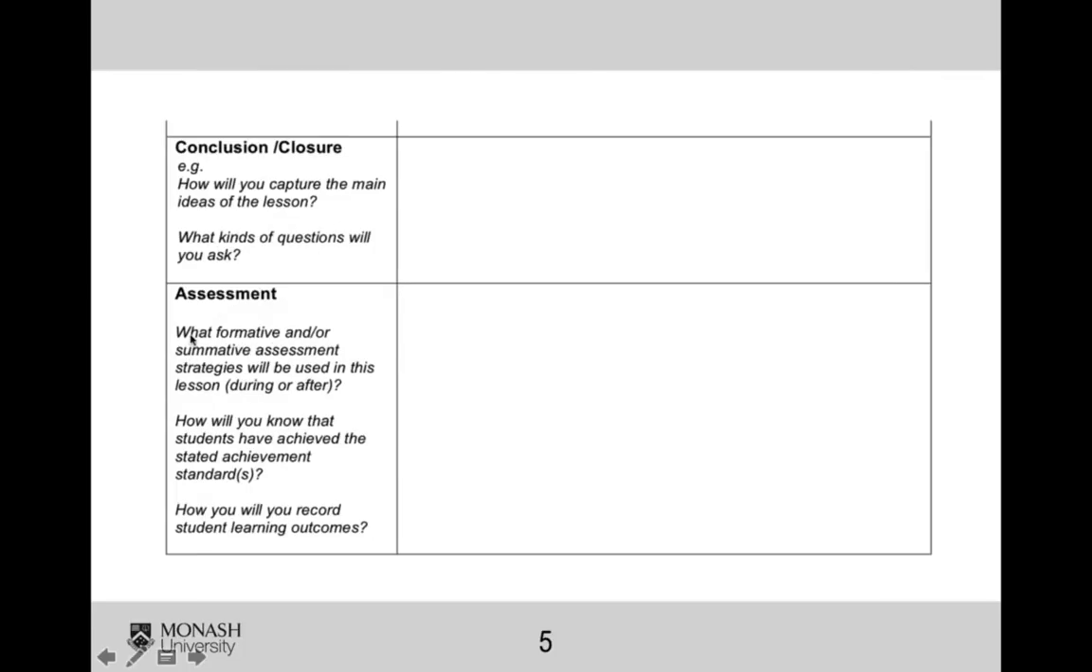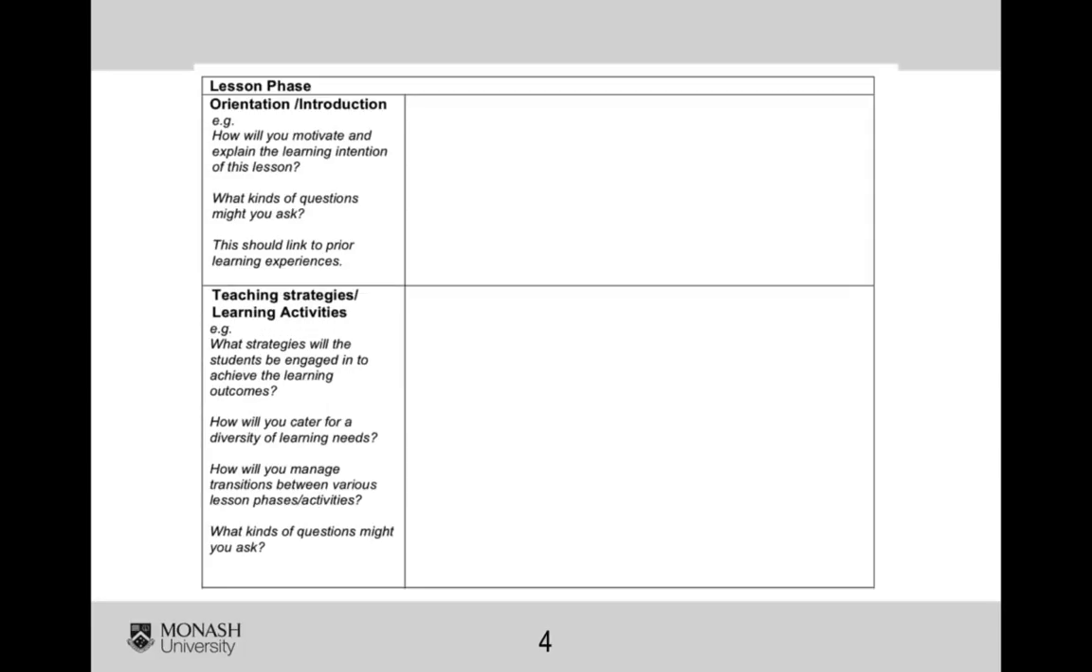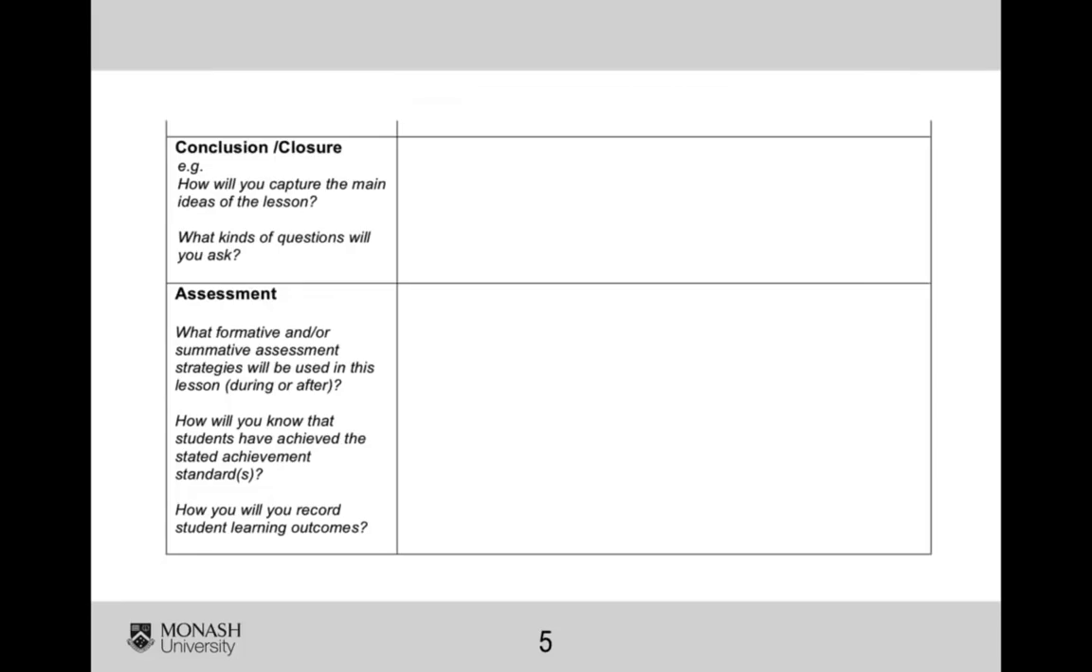Then we have the conclusion. And I suppose a 50-minute lesson, you might be looking at, say, a 5 to 10 minute introduction, then you're probably looking at a 30 or 40 minute teaching strategies, learning activities, and then say a 5 or 10 minute conclusion is probably a nice way to think about in terms of the timing.